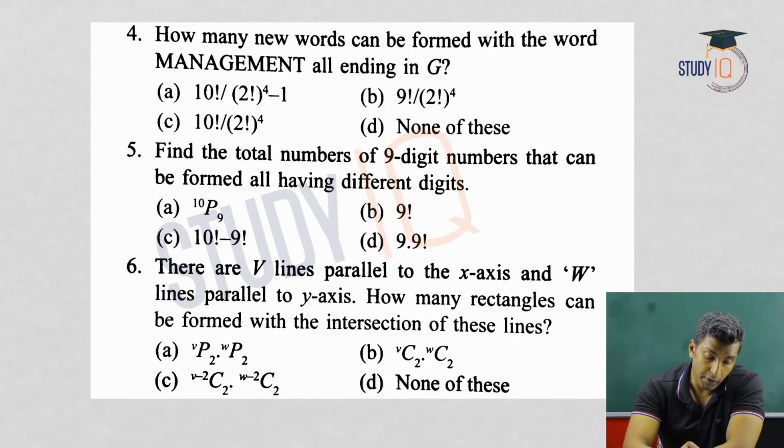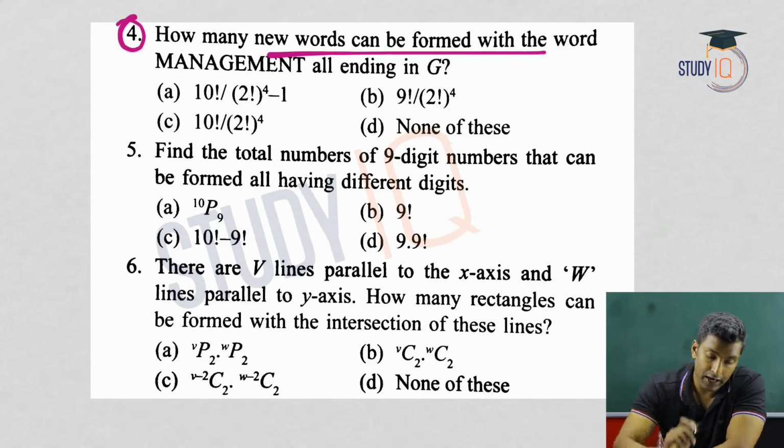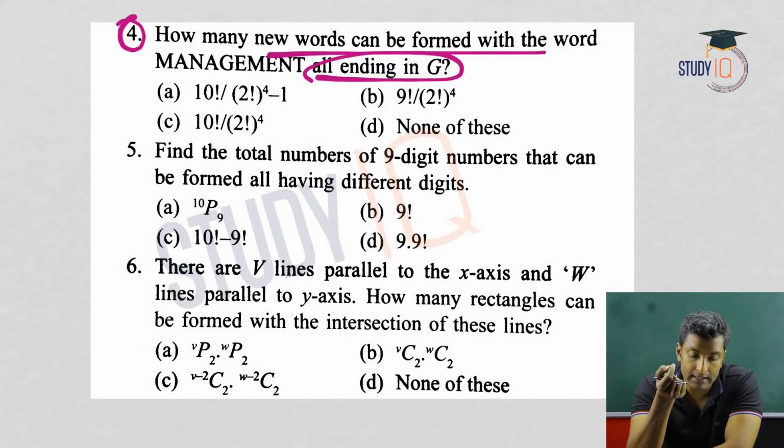Okay, so I hope all of you got the answer. Very simple question, right? So what is the first question? How many new words can be formed with the word management, all ending in G? See, forget about this part, all ending in G. If the question is how many new words can be formed with the word management, what is your answer?